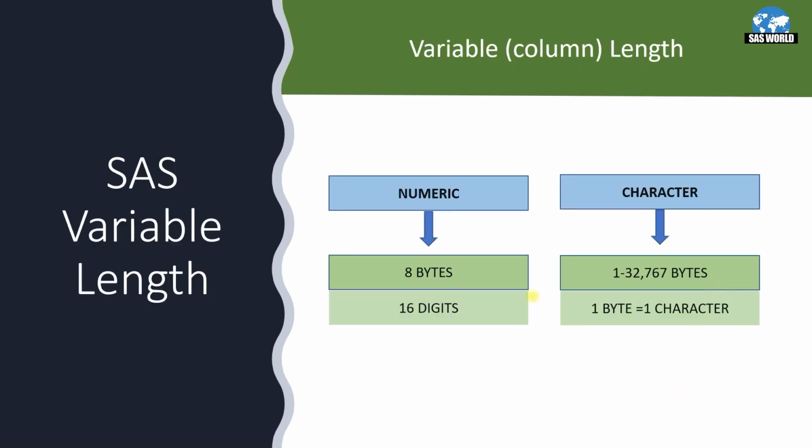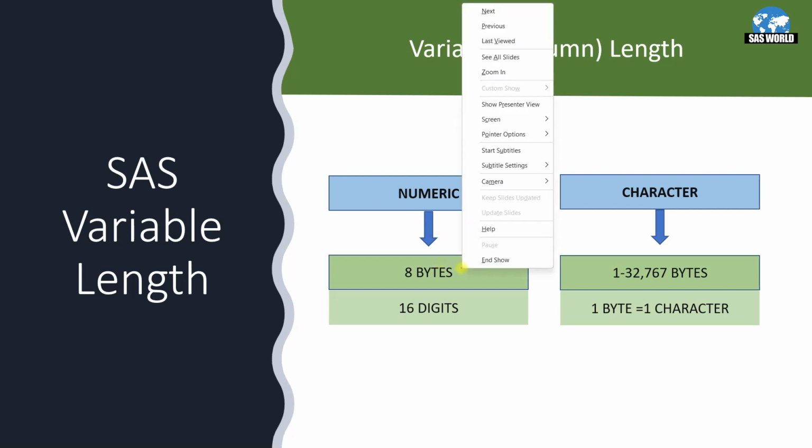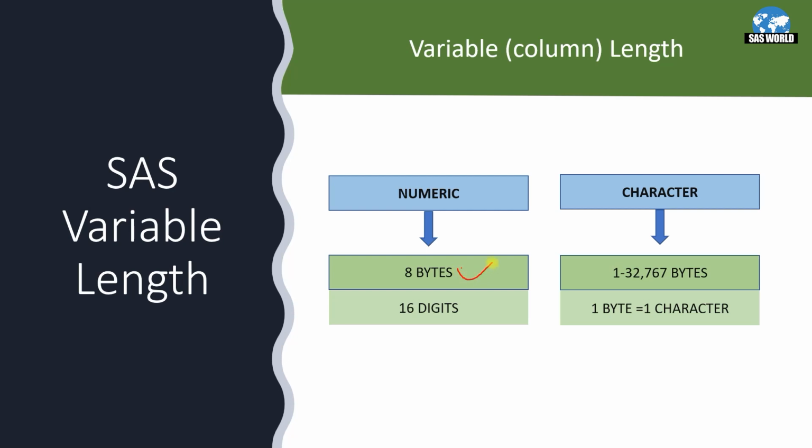Okay, now we will see the variable length. What would be the maximum size of a numeric variable? A numeric variable can hold 8 bytes. 8 bytes means it will hold a size of 8 bytes in memory. But how many digits can it hold? It can hold 16 digits.